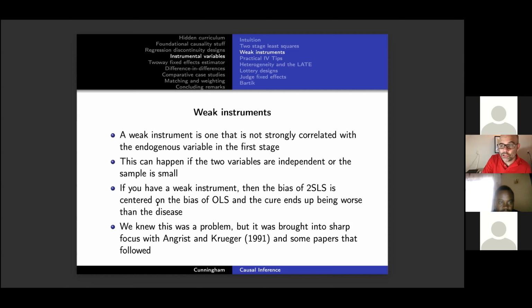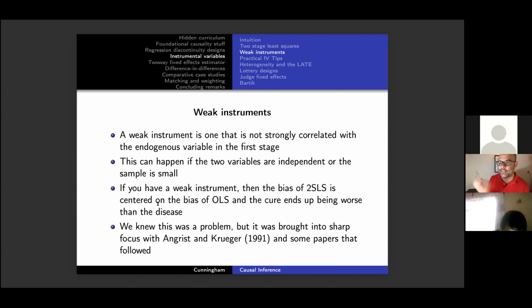So if you have a weak instrument, then the bias term of two-stage least squares actually centers, and that term centering I struggle with a little bit, but it's centered. I can show it algebraically on the bias of the OLS term itself. Whatever that bias of OLS is, the two-stage least squares bias, the weaker the instrument is, is going to be centered on it with larger variance.